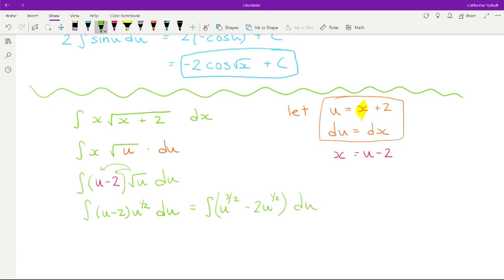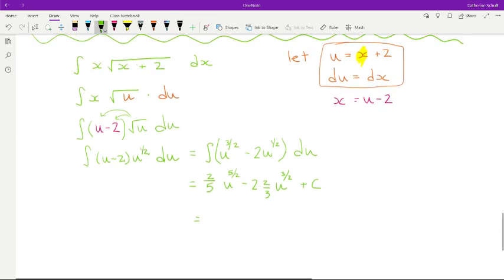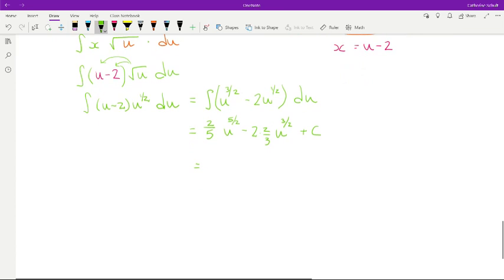Then we can take the integral. On the u, let's add 1 and then flip the exponent for the coefficient. Same with this u: 1/2 plus 1 is 3/2, and the new coefficient, we flip the exponent. And then, of course, plus c. And then the final step, we're going to resubstitute back, and we said that u was x plus 2.